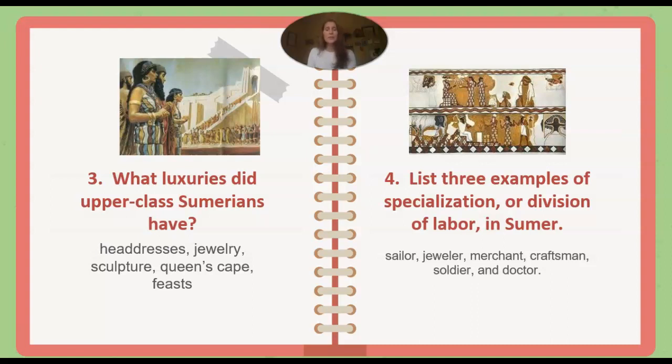Question number 4, list 3 examples of specialization or division of labor in Sumer. So you could have said a sailor, a jeweler, a merchant, a craftsman, a soldier, a doctor. Also not in here, you could have said a farmer. Lots of different jobs and specializations that they were beginning to do. It was no longer just 1 or 2 jobs that everyone did. Everyone was beginning to specialize.